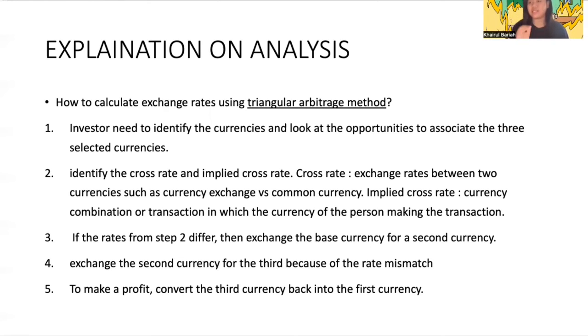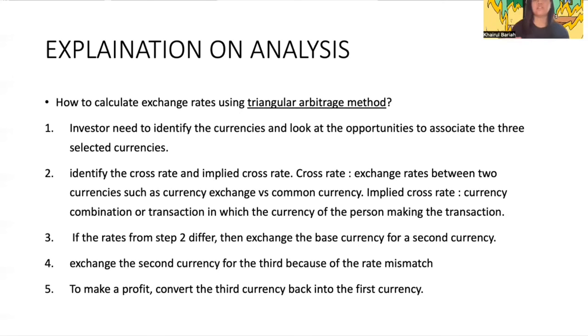And that is cross rate. Implied cross rate is a currency combination transaction in which the country of the person making the transaction. So that is number 2. If the rates, and this is number 3, if the rates from step 2 differ, then exchange the base currency to the second currency, which is Malaysia, Thai baht, and Philippine pesos. So they exchange the base currency for a second currency. So like Malaysia to Thai baht, and then Thai baht to Philippine pesos, and then there's the triangle.